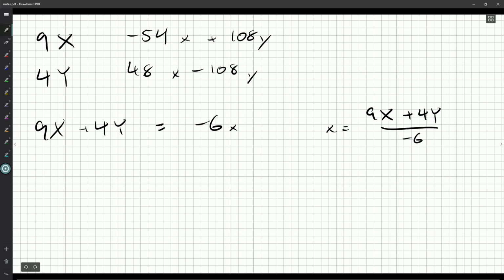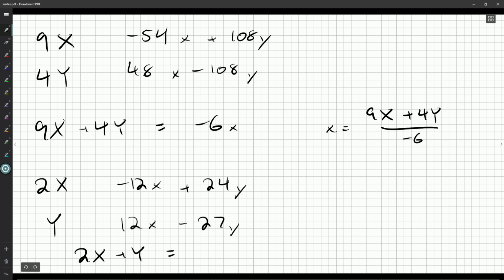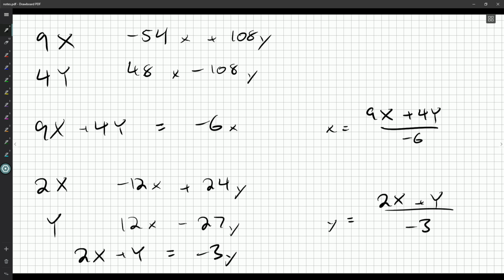We should be able to do the same thing with y. Actually, this will be really easy. 2x and a y because we started with 12. So minus 12x plus 24y, and then 12x minus 27y. And so 2x plus y is negative 3y. So if I want the original y back, again, we can use nice linear expressions. Nothing's being squared. The x's and y's aren't being multiplied. There's no multiplication to speak of, so we get the old y back that way.